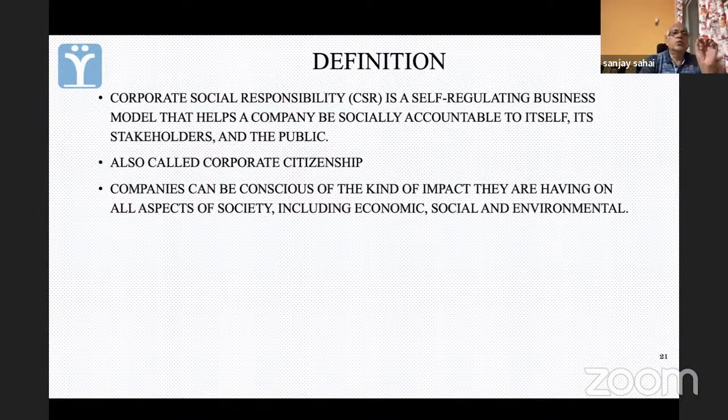Now, the concept of corporate social responsibility was that let the company be conscious of this. If you are making money, there is a price for it. You are taking something from the environment. You are taking something from society. You are earning a lot of money. Therefore, you have a responsibility to give back something.